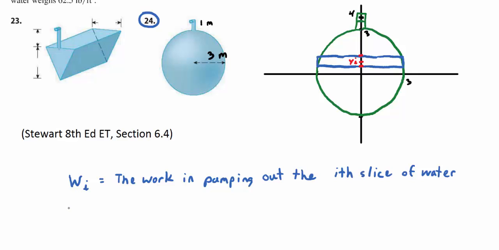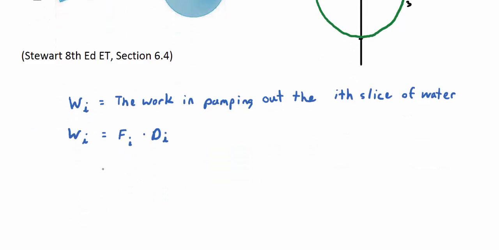Okay, well, back to the old formula again. W sub i is equal to what? W equals force times distance, so I'm just going to put in some subscripts, right? F sub i times D sub i. Okay. Now, what this breaks down to, the force, isn't that actually going to be just the weight of the ith slice? Isn't that what the forces have been in the other problems as well? Not with water, but with other things.